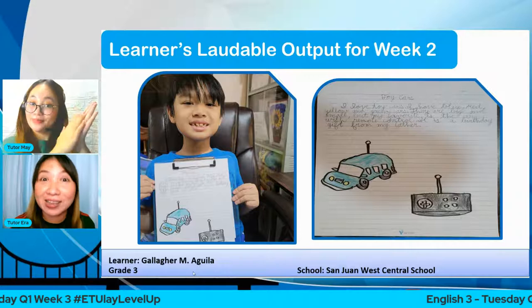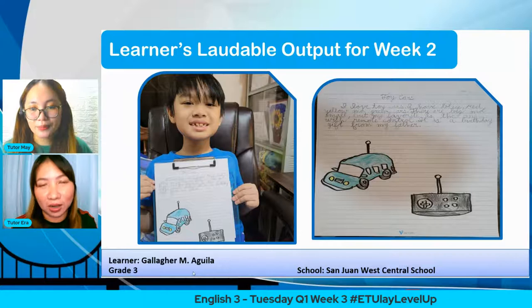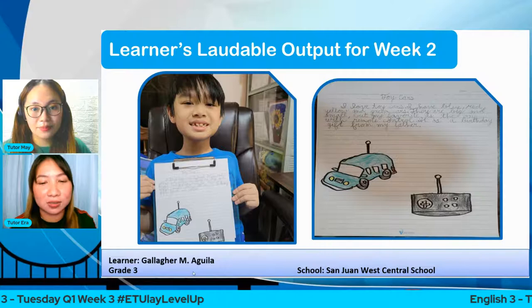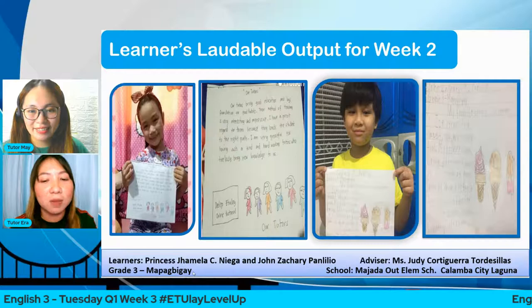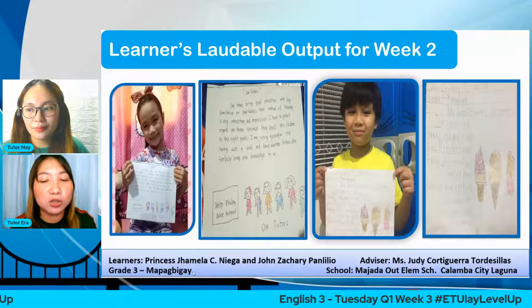So amazing talaga ang work ng ating mga learners ngayon. All right. So we have from San Juan West Central School, we have Gallagher M. Aguila, and he described his toy cars. We also have Princess Jamela Siniega and John Zachary Panlilio, both from Mahada Auto Elementary School. And their advisor is Miss Judy Cortiguera Tordesillas.